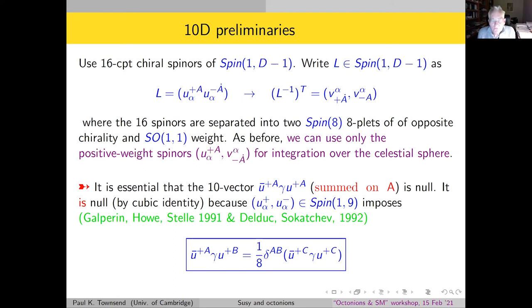But this is certainly not null in general, but the point is that these spinors, because of the whole construction, because this has to be an element of spin(1,9), they're actually constrained, and they're constrained by a relation which is given by this. And so as a result of this constraint, in fact, even if you sum on those indices, you still get a null 10-vector. Okay, now using that fact, we can move on.